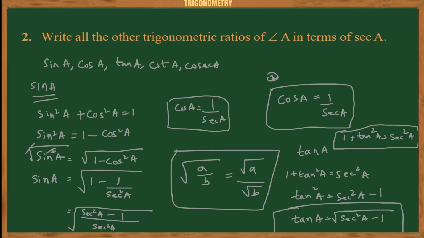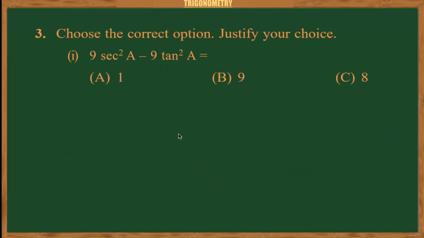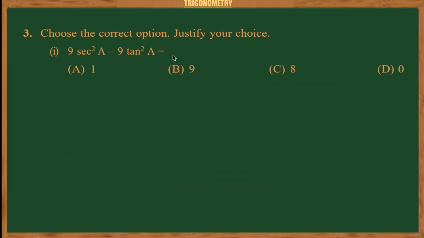Okay, let's move to the next question, students. Choose the correct option justifying your choice. We have been given the options here, and we need to find which one is the right answer. So let's get started with our question. It says 9 secant square A minus 9 tan square A. With this we can get started. 9 is common here, so let's bring the 9 outside: secant square A minus tan square A.